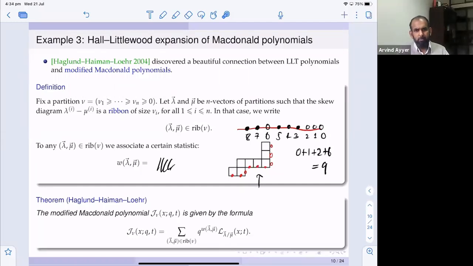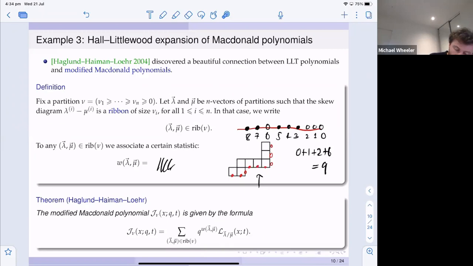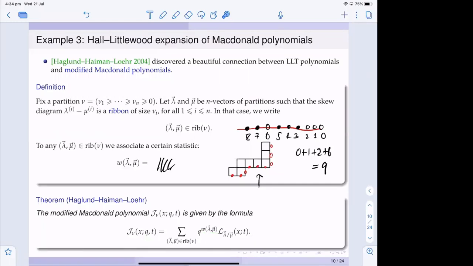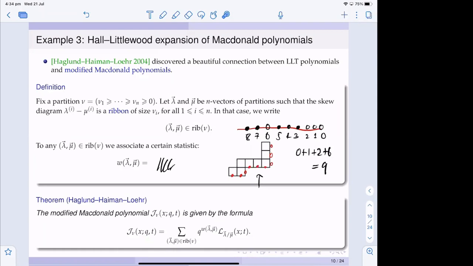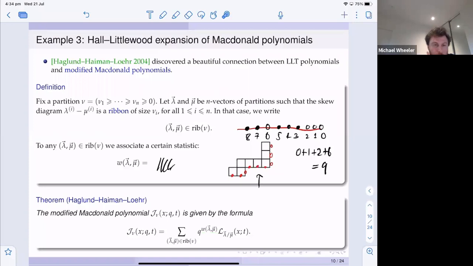Thanks. Okay. So here's the formula. So J nu, I can express that thing as a sum over LLT polynomials, and precisely I sum over all ribbon shapes that live inside of that set here, and I put this W as the exponent of Q. So modified McDonald polynomials, they have an extra parameter. So I have this Q now, which enters into the game. Could these ribbons be broken? Sorry, I didn't hear. Could the ribbons be broken? Or is it? No, they should be connected.